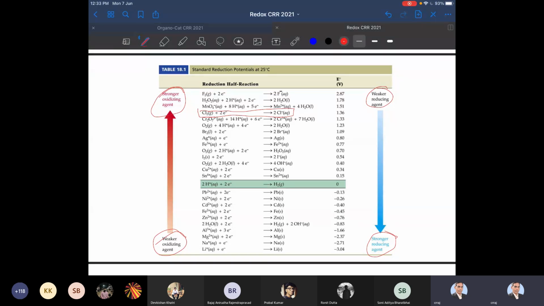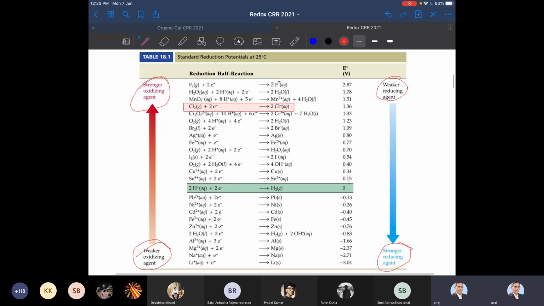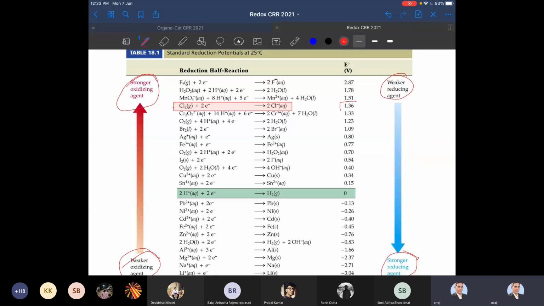Now, what I see here is Cl2 to Cl minus. Let me zoom in so you can see. I have a potential of 1.36. From this, you can tell whether it's oxidizing or reducing, depending on it. It's a relative term. Is it all about that? No, it's not all about that. We have much more than that.